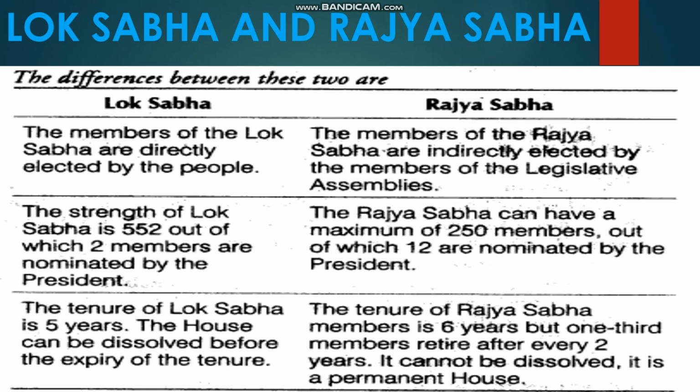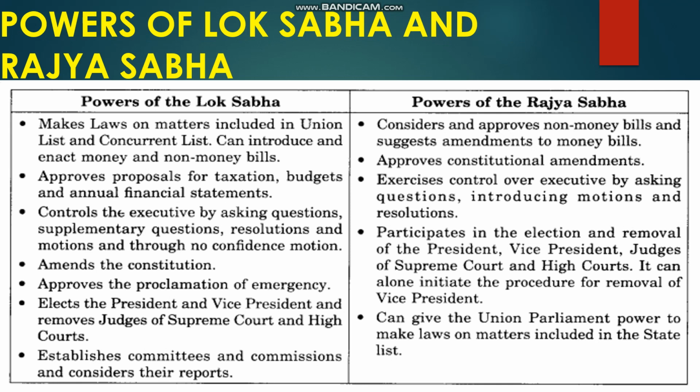The tenure for Lok Sabha is 5 years and the tenure for Rajya Sabha is 6 years. And the Lok Sabha can be dissolved anytime, and at the time of dissolving, it dissolves as a whole. That's why Lok Sabha is known as the temporary house. But in Rajya Sabha, 1/3 members retire after every 2 years. Therefore, it cannot be dissolved as a whole. That's why it is also called the permanent house.